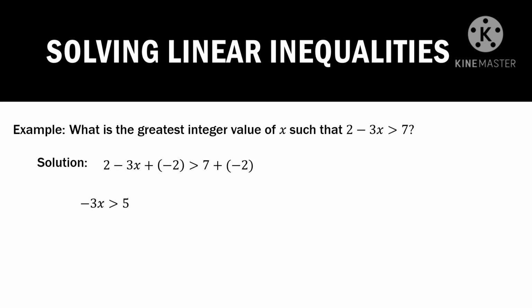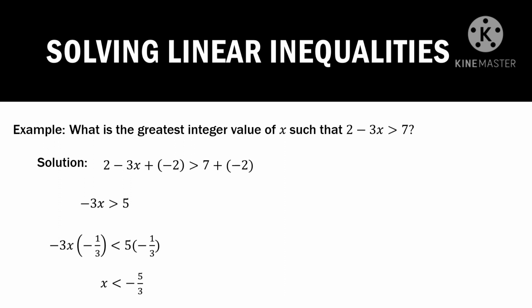Now, to isolate the variable, we need to multiply both sides by negative 1/3. Since the multiplier is negative, we need to reverse the inequality. From greater than, it becomes less than. So you have negative 3x times negative 1/3. Ano ang magiging value nun? Magiging x na lang, less than negative 5/3.